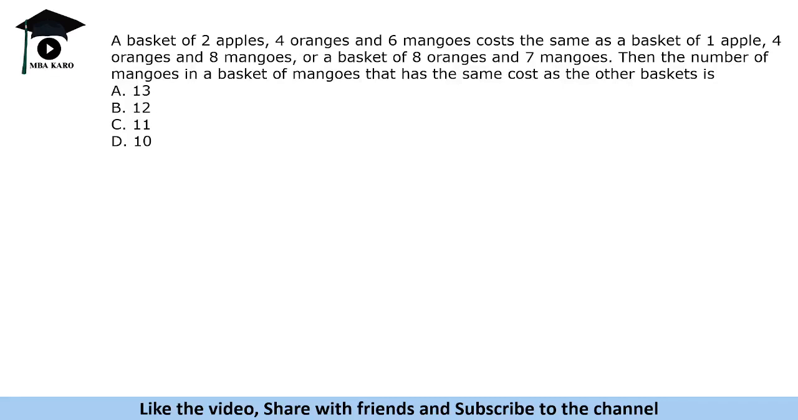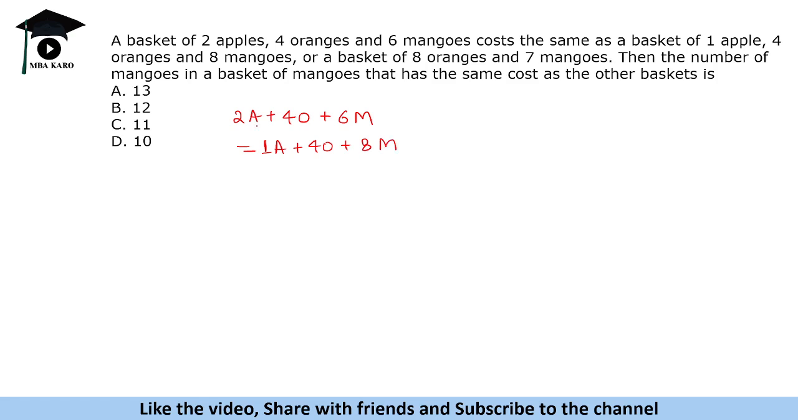A basket of 2 apples, 4 oranges, and 6 mangoes costs the same as a basket of 1 apple, 4 oranges, and 8 mangoes, or a basket of 8 oranges and 7 mangoes. Then the number of mangoes in a basket of mangoes that has exactly the same cost as the other baskets is. So we are given that 2 apples plus 4 oranges plus 6 mangoes is equal to 1 apple plus 4 oranges plus 8 mangoes.